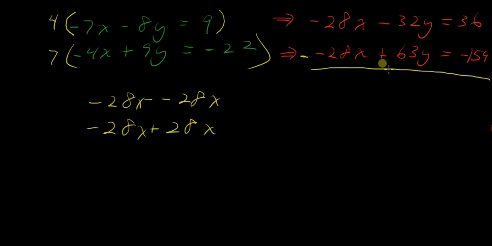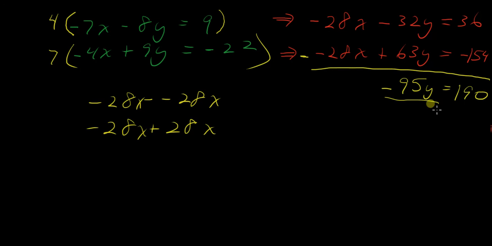Okay, but now since I subtracted here, I have to subtract everywhere. So negative 32 minus 63, that's going to be negative 95. I'm just combining like terms. So if I have negative 32y's and I take away 63 more y's, I'm going to have negative 95y's. And then if I do 36 minus 154, that's 36 plus 154, that's 90.